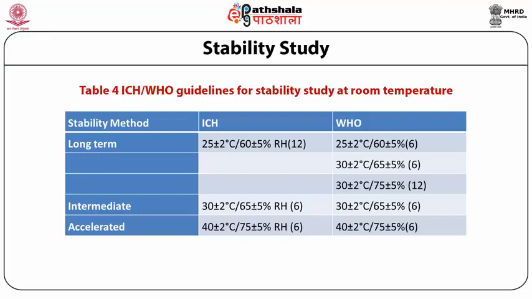The accelerated stability study as per ICH guideline indicates that the temperature should be maintained at 40 plus minus 2 degrees centigrade and the relative humidity should be 75 plus minus 5%. The samples are stored for a period of 6 months, and these conditions are similar for WHO guidelines also.